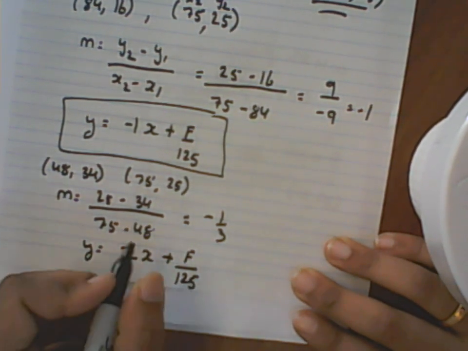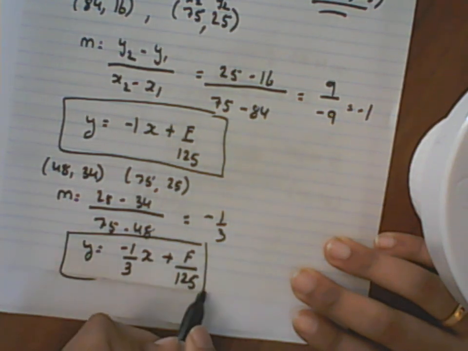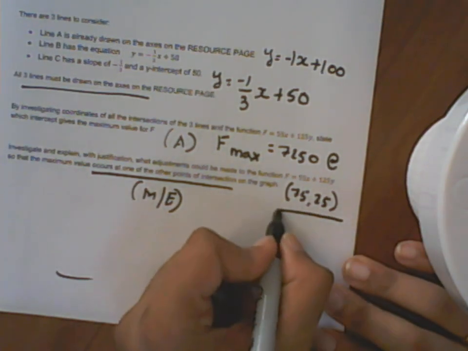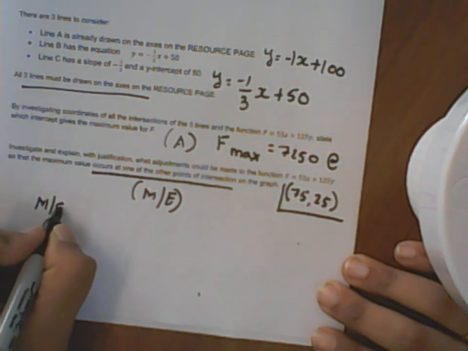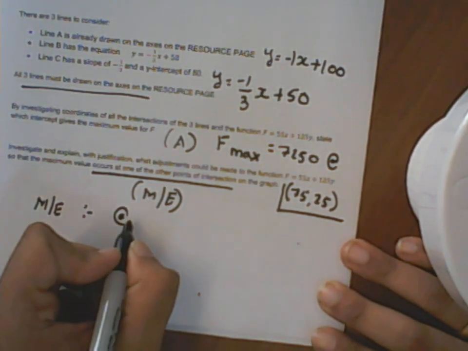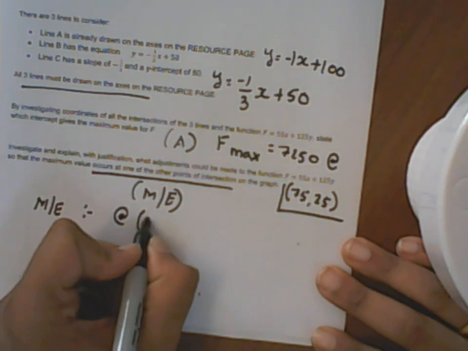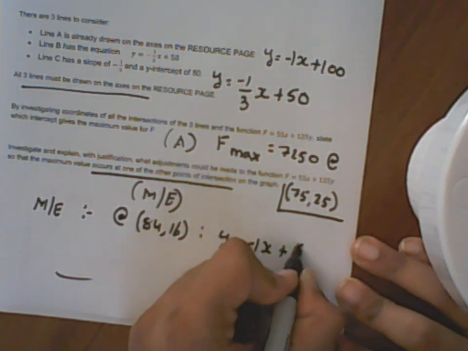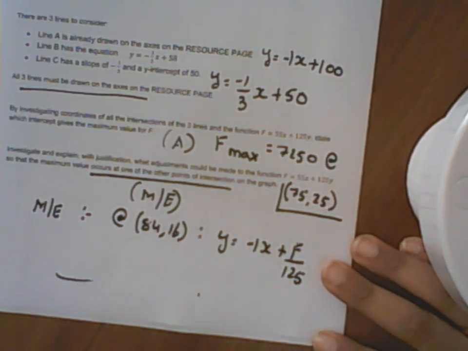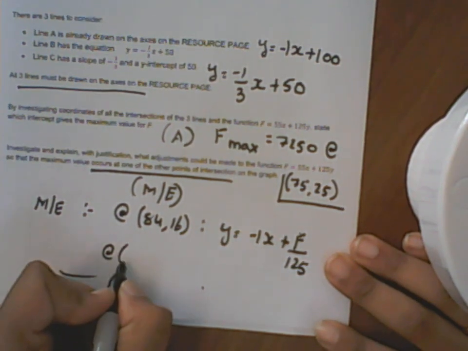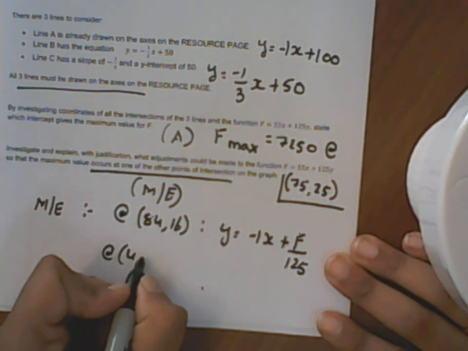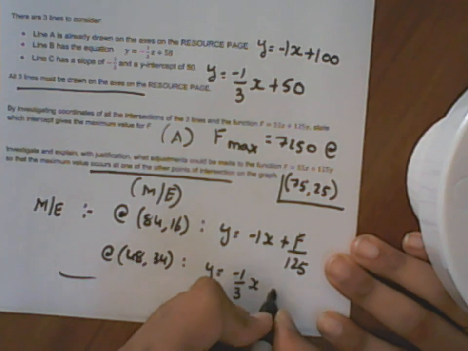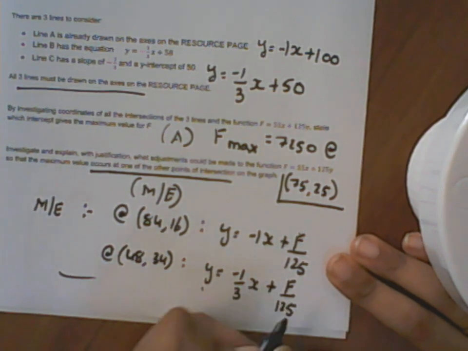So if I come back here to my question paper, this answers my A. For my M and E, it's going to be at 84, 16, y is equal to negative 1x plus f over 125. And similarly at 48, 34, my y is equal to negative 1 by 3x plus f over 125.